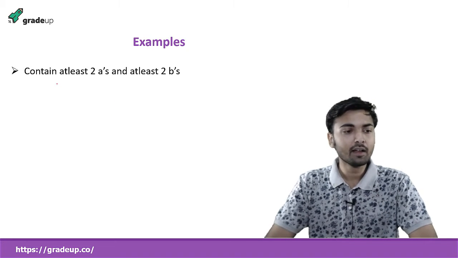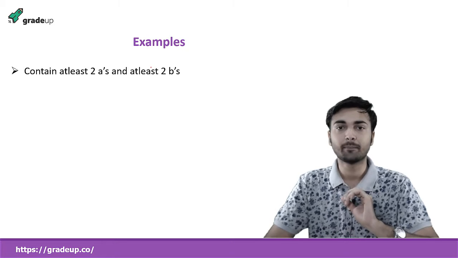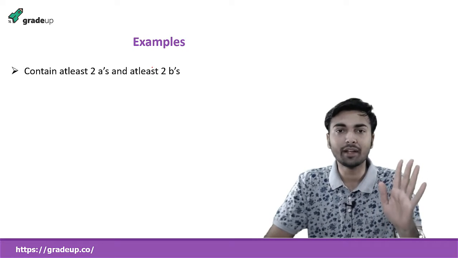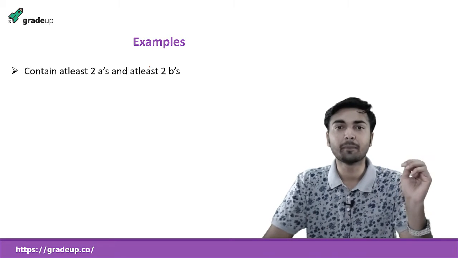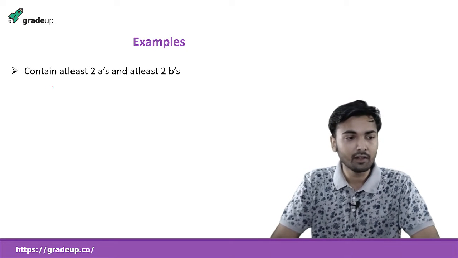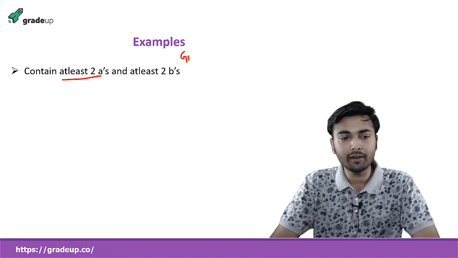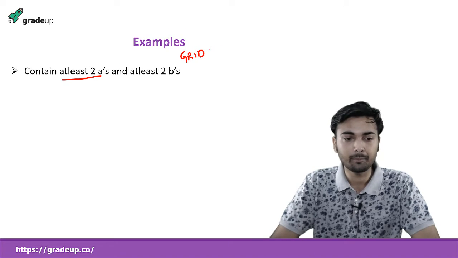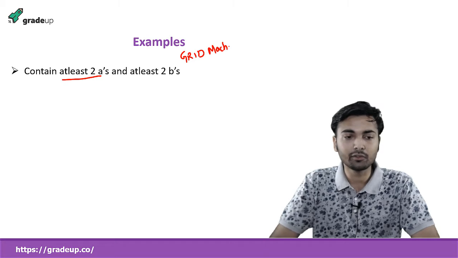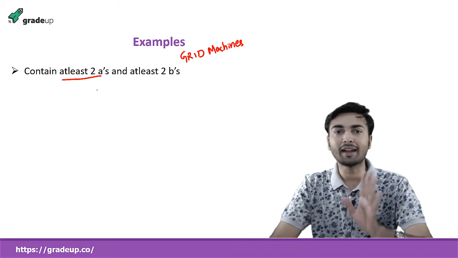Okay, so see here. It should contain at least 2 A's and at least 2 B's. So, how to draw it? First of all, try to do this. Basically, guys, this will be realized using grid machines. What are grid machines? See here. First, do for at least 2 A's.